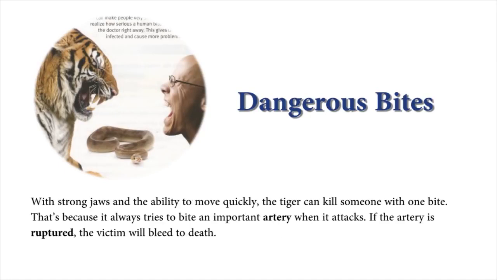With strong jaws and the ability to move quickly, the tiger can kill someone with one bite. That's because it always tries to bite an important artery when it attacks. If the artery is ruptured, the victim will bleed to death.